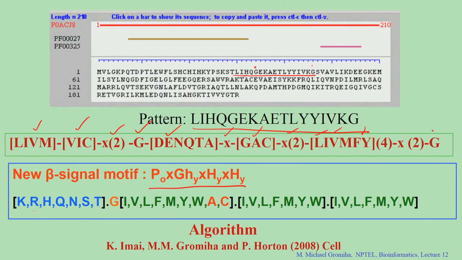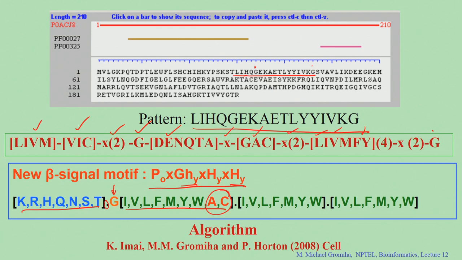Here PO means polar, so any polar residue, and here there is one X, so put X here, a dot, and G, so G is conserved, and any hydrophobic residue, this is HY, and any X and hydrophobic here, and X and hydrophobic. There is a difference between small hy and capital HY. Small hy includes the small residues alanine and cysteine, but capital HY does not include A and C.